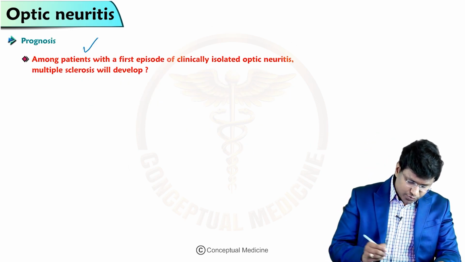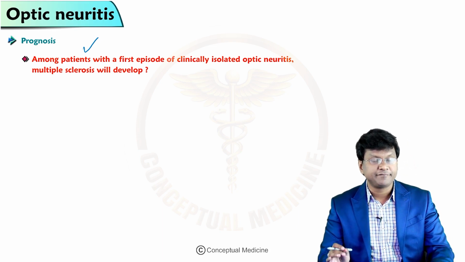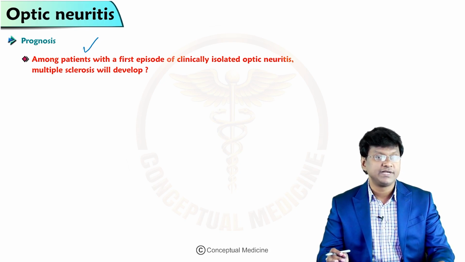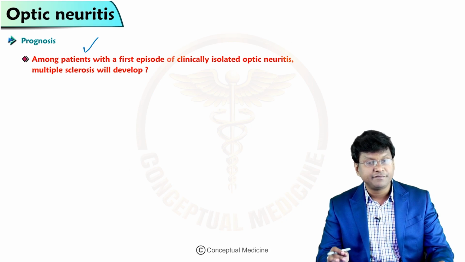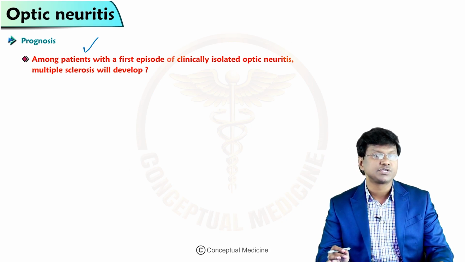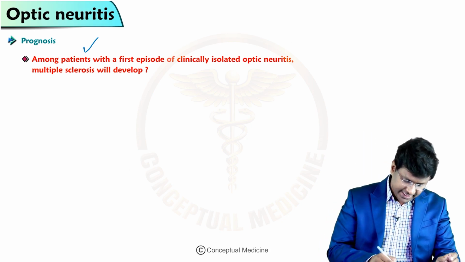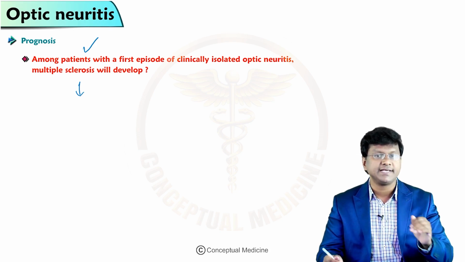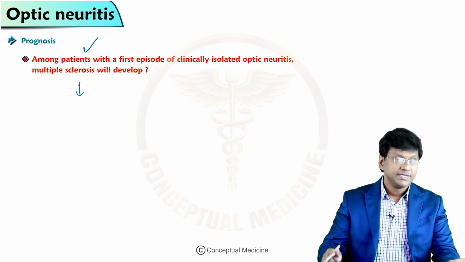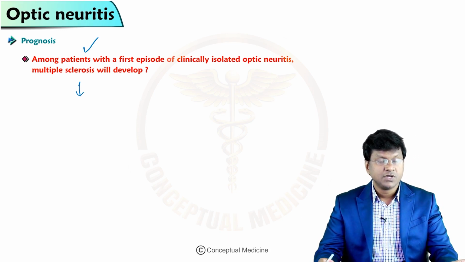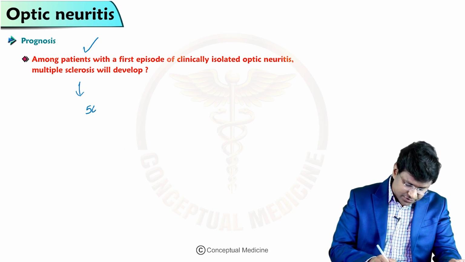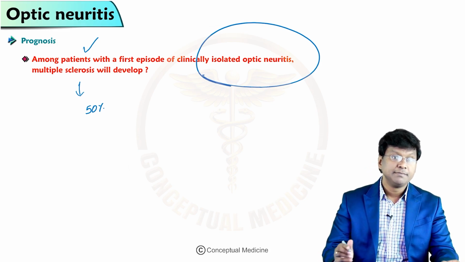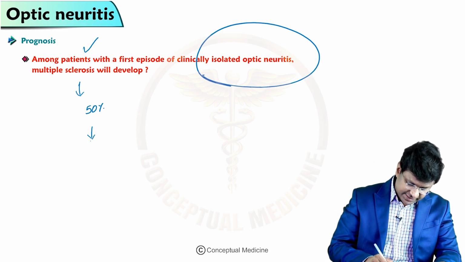And prognosis, if you see, among patients with a first episode of clinically isolated optic neuritis, multiple sclerosis will develop in 50% within 15 years, but the visual and neurological prognosis are good. So, almost 50% of patients with multiple sclerosis develop this first episode of isolated optic neuritis. But in them, the prognosis is good.